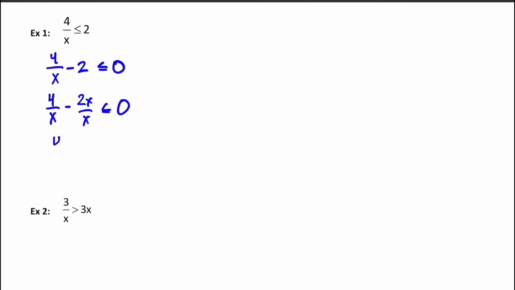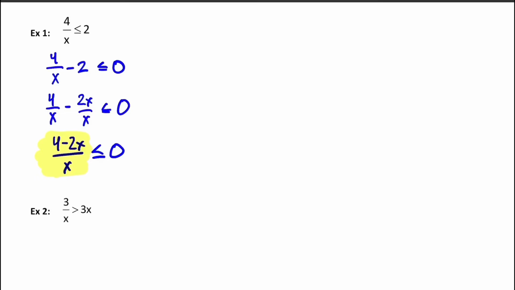My numerator is 4 minus 2x. My denominator is just x. And all of that's less than or equal to 0. So now I've got my single fraction. And this is the fraction that we're going to use for the rest of the problem. So I'm not going to go back to anything up above. Okay, so now what do we do next?